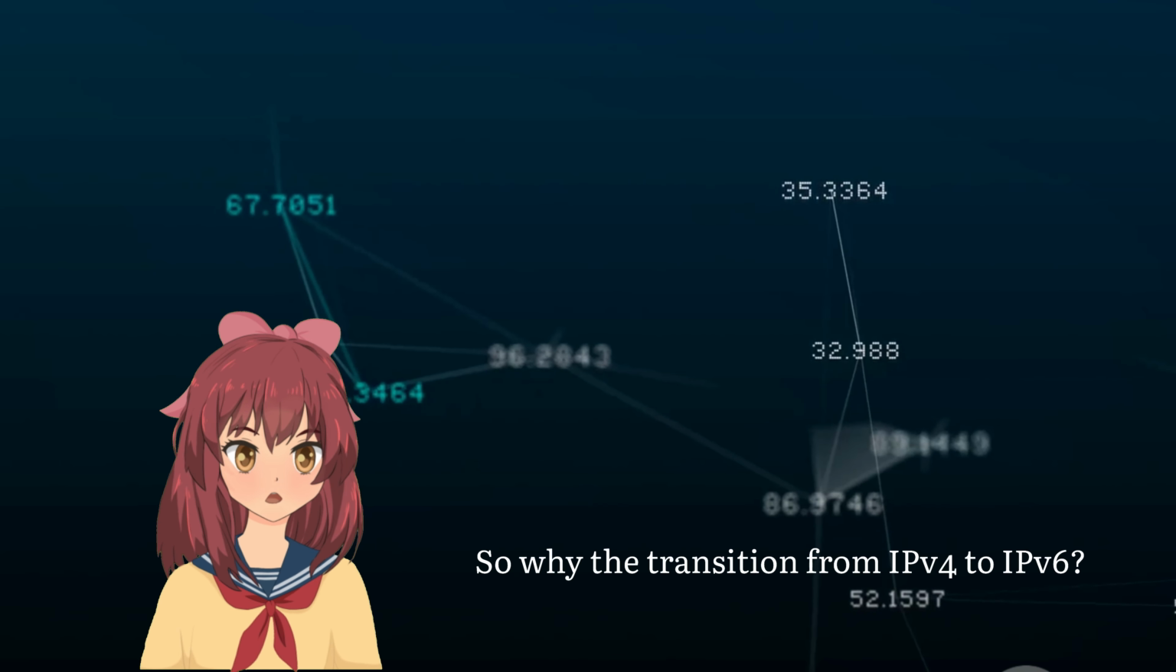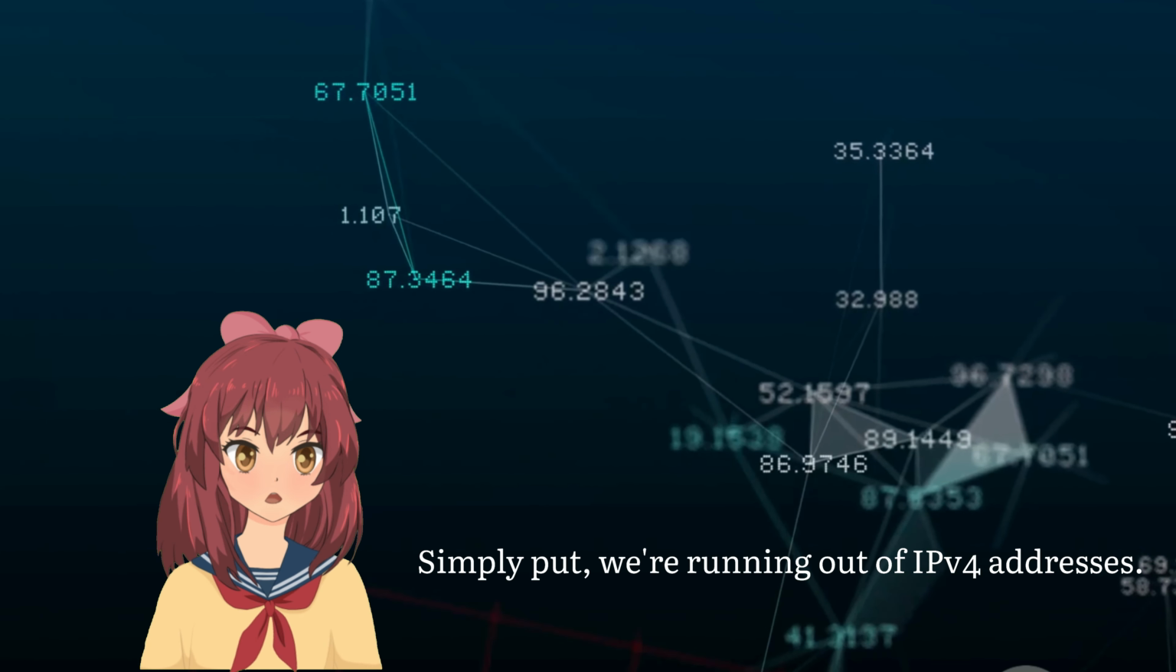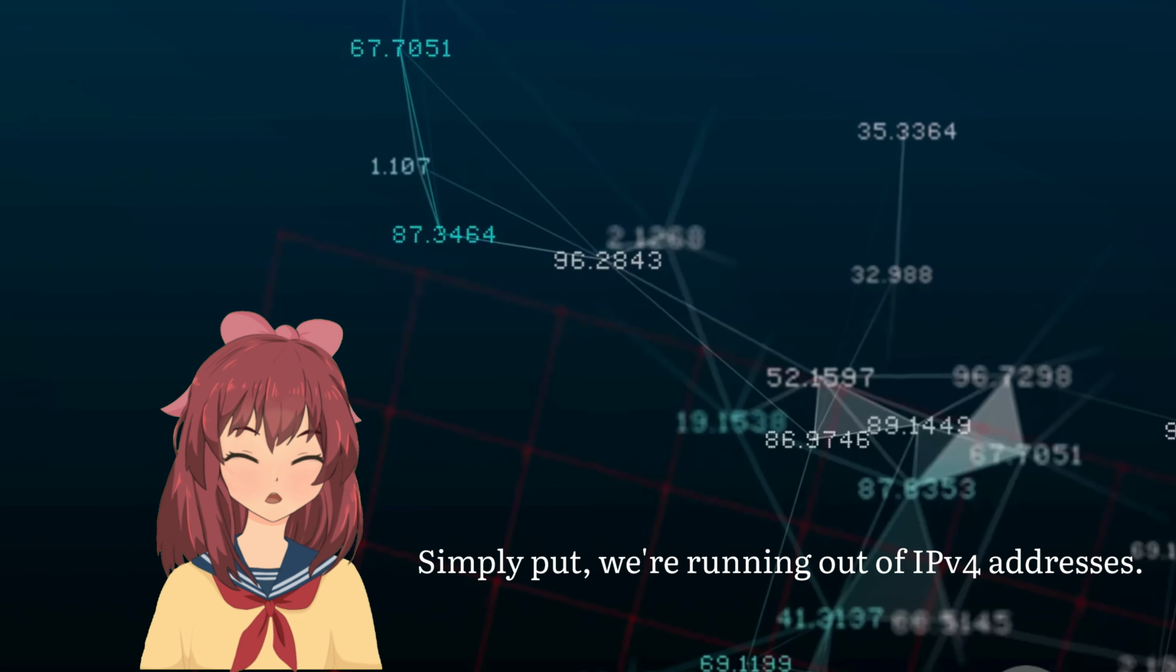So why the transition from IPv4 to IPv6? Simply put, we're running out of IPv4 addresses. With more devices connecting to the internet every day, IPv4 just can't keep up. IPv6 addresses, with their larger capacity, are the future of internet connectivity. Is your IP address a constant or a variable?